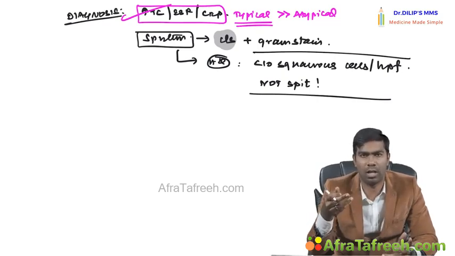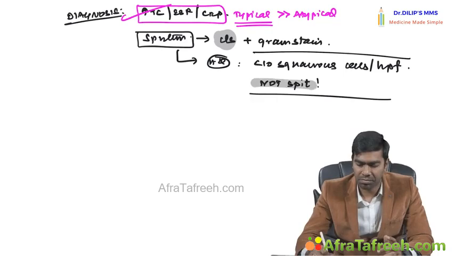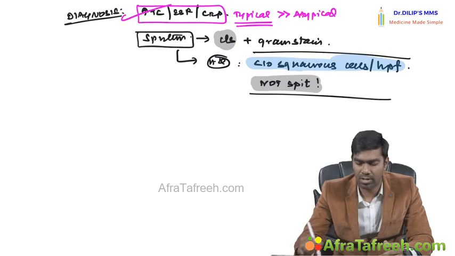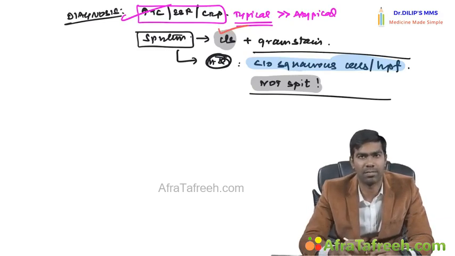See, this is coughing out. This is spitting. So a sputum which is not spit but coughed out and taken, and which has less than 10 squamous cells per high power field, is considered a high quality sputum, and that is the one that makes sputum culture sensitivity and gram stain very reliable.